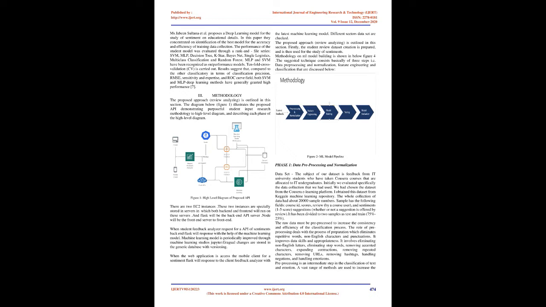The diagram below, Figure 1, illustrates the proposed API, demonstrating the purposeful student input research methodology in a high-level diagram, and describing each phase of the high-level diagram. Figure 1: high-level diagram of the proposed API. There are two EC2 instances. These two instances are stored in servers on which both backend and frontend will run.